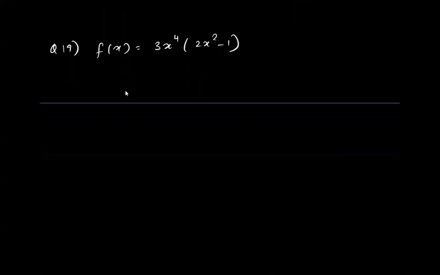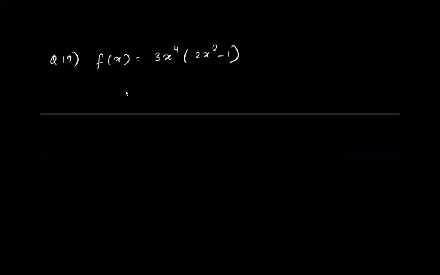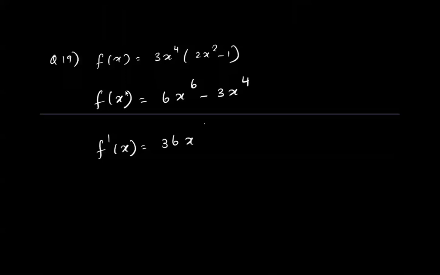Okay, here I have to just find the derivative. Now I can use the product rule, or I think to myself, is there a better way of doing this problem, a smarter way? And I think that if I first distribute, that will make my life easier. So 3 times 2 is 6, x to the power of 6 minus 3x to the fourth power. Then I just apply the power rule here. So I have 36x to the fifth power minus 12x cubed, and I'm done.